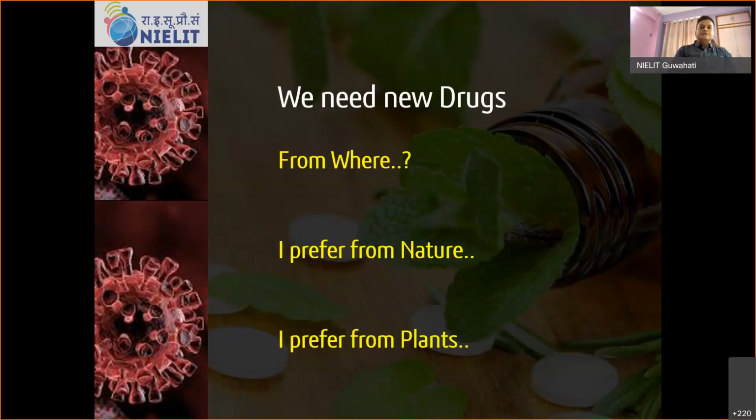So the first question that comes to our mind is, we need new drugs. So why do we need more drugs or new drugs? Because our existing drugs are getting resistance over different microbial species like tuberculosis. You will be surprised that tuberculosis is the leading cause of death in the developing countries for the HIV patients.